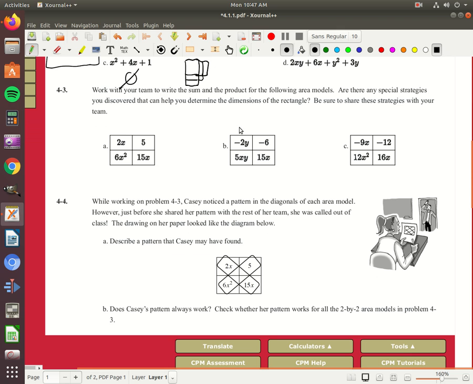So work with your team to write the sum as a product for the following area models. Are there any special strategies you discovered that can help you determine the dimensions of the rectangle? So long story short, they've broken this up for us. They're not always going to break this up for us, but what we're doing is looking for the biggest number that we could take out of a 2x and a 5. I think 1 is the biggest number that comes out of there. But what's the biggest number that comes out of a 6 and a 15? I think 3 is. And how about 2x and 1x? I think 1x would be it.